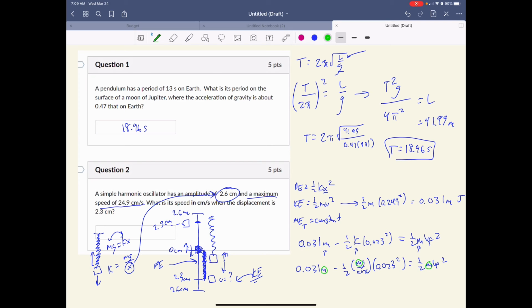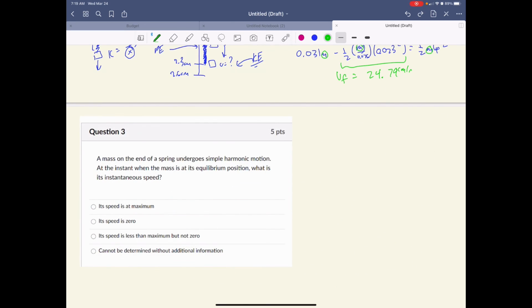0.031 minus this whole mess right here equals 1/2. You solve for vf. What I got when I didn't want to take the time to solve it while I'm recording, but what I get is 24.79 meters per second. Sorry, centimeters per second. So notice that it is pretty close to its max speed, but not quite.